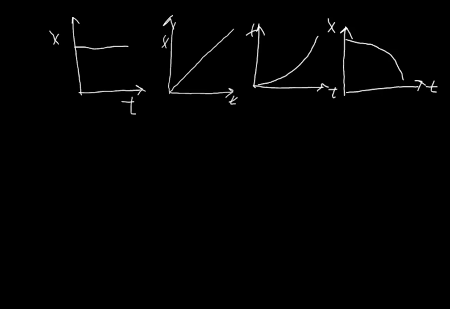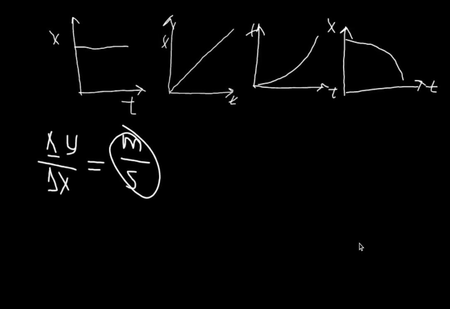So the main thing that you can get from a position versus time graph comes from its slope. So remember that our slope is our change in y over our change in x. Now our y variable here is our meters, and our x variable is our seconds. And see these units? Remember that units of velocity are meters per second, and this means that the slope of a position versus time graph is our velocity.